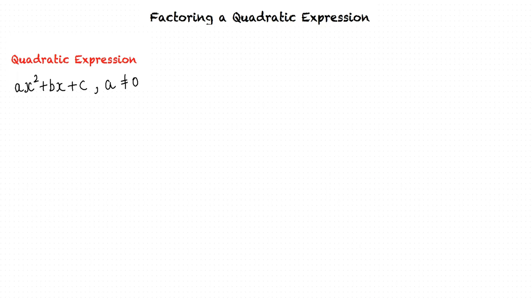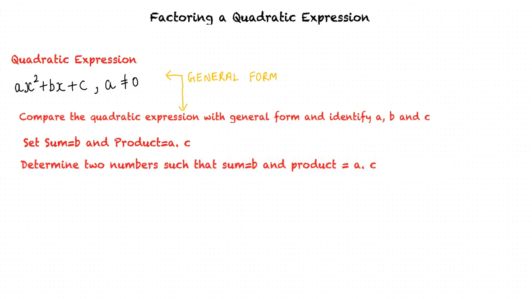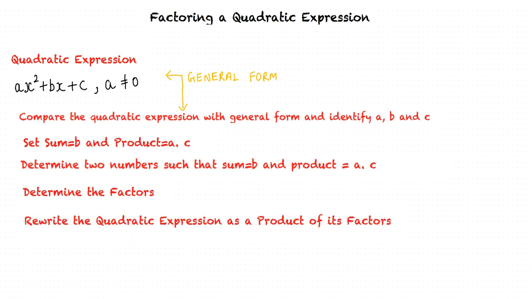In order to factor a quadratic expression, we will follow these steps. The first step is to compare the given quadratic expression with the general form of the quadratic expression and identify a, b and c. By general form of the quadratic expression, do you mean ax squared plus bx plus c? Yes, that is right. We said sum equals b and product equals a times c. Now, we determine two numbers such that their sum equals b and their product equals a times c. We then determine the factors. Finally, we rewrite the quadratic expression as a product of its factors.